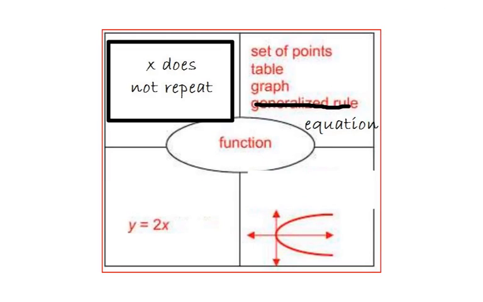So a function is when x does not repeat. They can give it to you as a set of points, as a table, as a graph, or an equation. An example is y equal to x, and a non-example is this graph. The reason it's not a function is that it will fail the vertical line test because it touches it once, twice. So it is not a function.